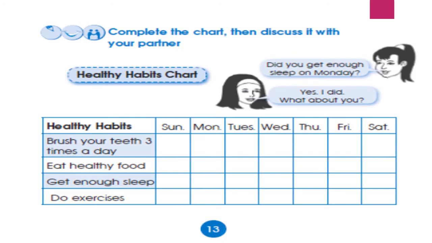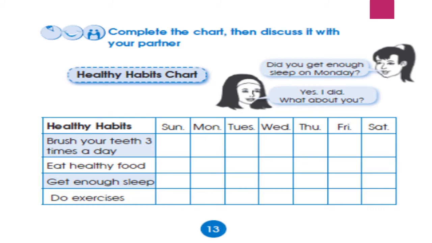Complete the chart, then discuss it with your partner. Healthy habits chart. These are healthy habits. We must do them every week. Okay? There are 2 girls here. They ask each other. For example, the first one said, did you get enough sleep on Monday? The second one responds, yes, I did. What about you? So these are healthy habits. We should do them every week and every day.